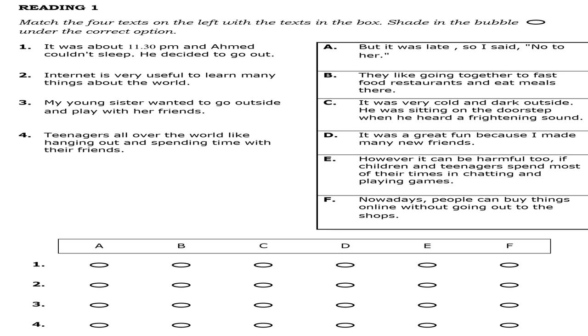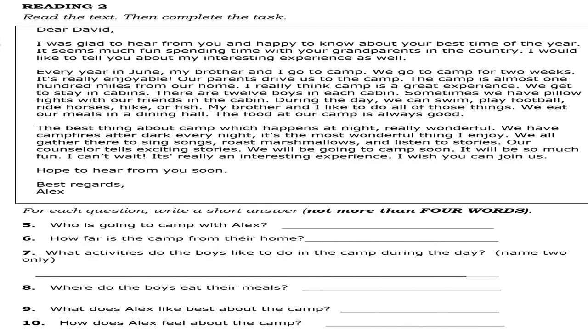Teenagers all over the world like hanging out and spending time with their friends. They like going together to fast food restaurants and eat meals there. Okay, so we are going to answer. Here you are going to read example or reading to read.